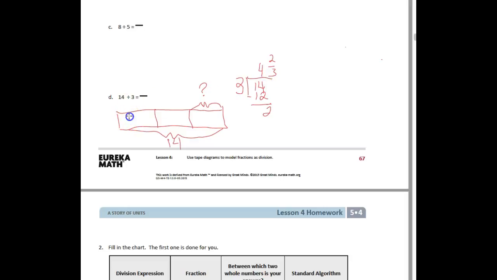So if each one of these is worth 4 and 2 thirds, 4 and 2 thirds, 4 and 2 thirds, to repeat, it should equal 14, right? So here's what we're looking at in that case. We've got 3 of them. 4 times 3 is 12. 2 plus 2 is 4, plus 2 more is 6.